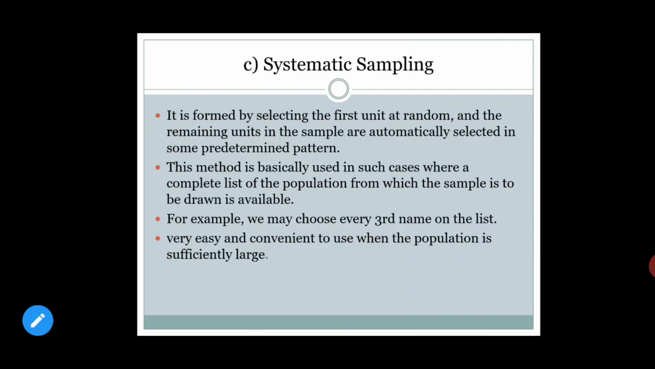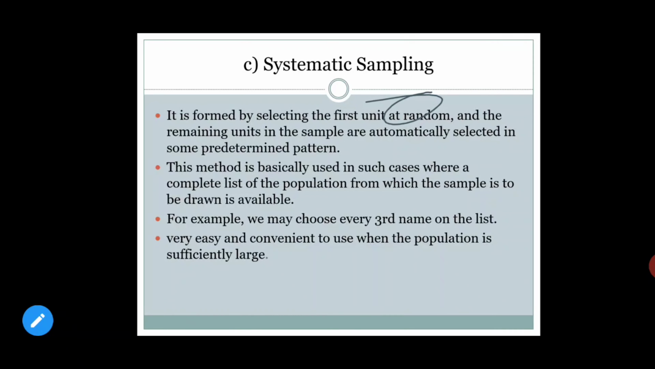The third type of random sampling is systematic sampling. So what is systematic sampling? It is formed by selecting the first unit at random, and the remaining units in the sample are automatically selected in some predetermined pattern. I know this sounds a bit complicated, but this is very easy. Just wait for the diagram and you will be clear.